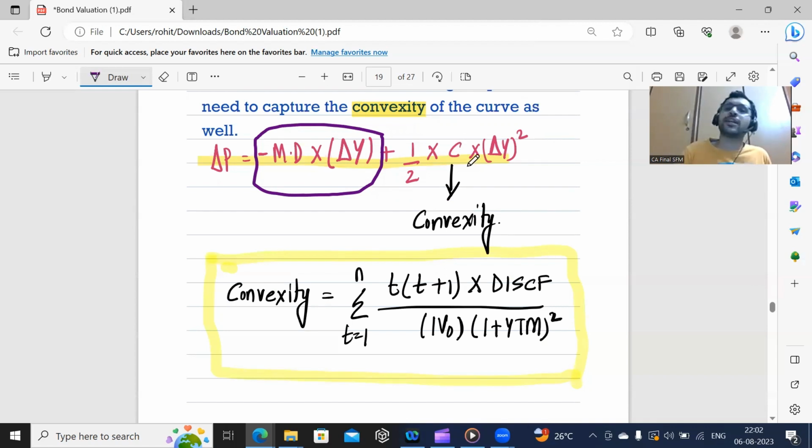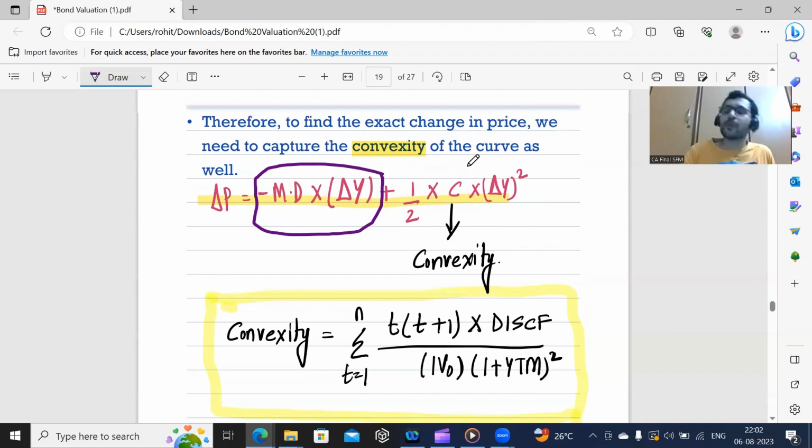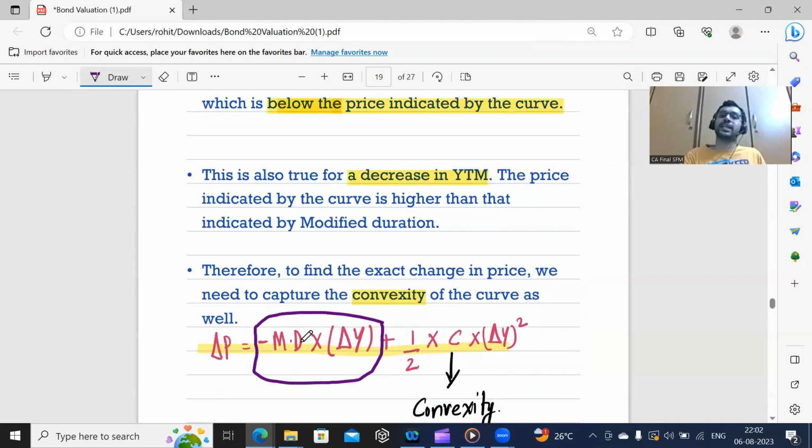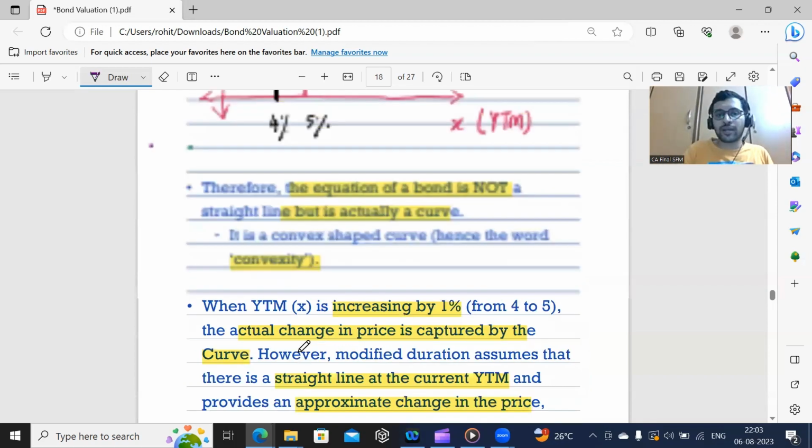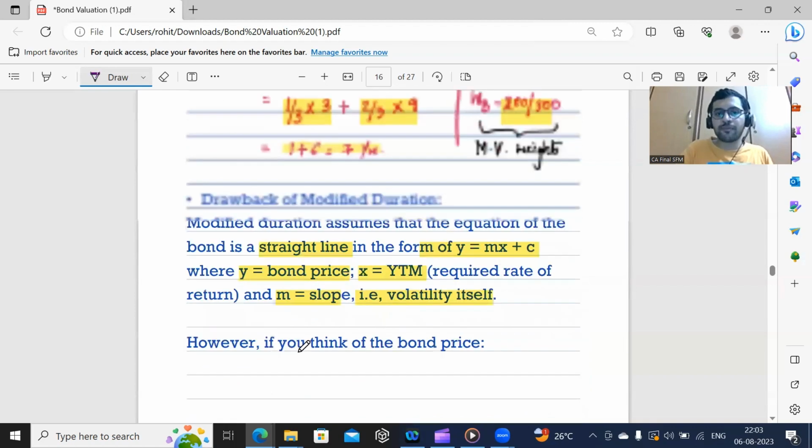Now, how do we calculate convexity? Before we discuss how to calculate convexity, I had given you a formula for modified duration at the end. I'm not talking about method 1 or method 2. I gave you a formula for modified duration as summation t equal to 1. I'll just probably scroll up.